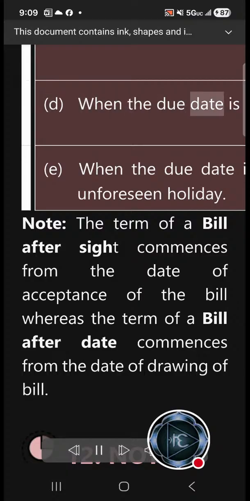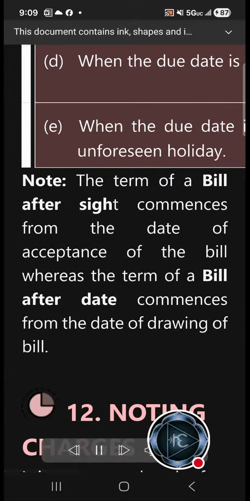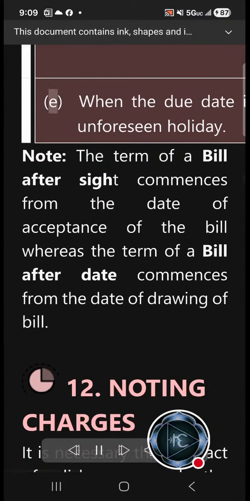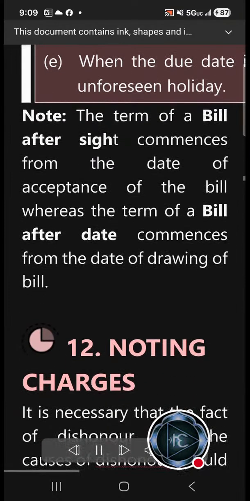Case D. When the due date is a public holiday, the preceding business day will be the due date. Case E. When the due date is an emergency/unforeseen holiday, the next following day will be the due date. Note, the term of a bill after sight commences from the date of acceptance of the bill, whereas the term of a bill after date commences from the date of drawing of the bill.